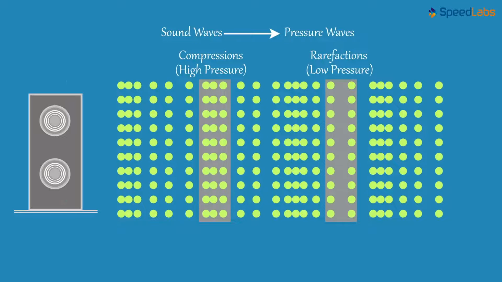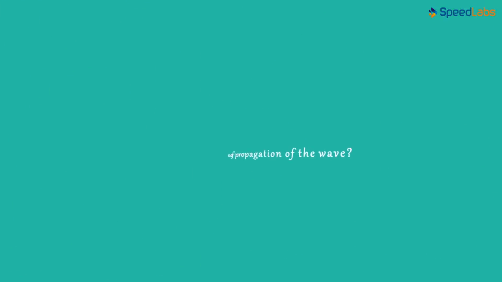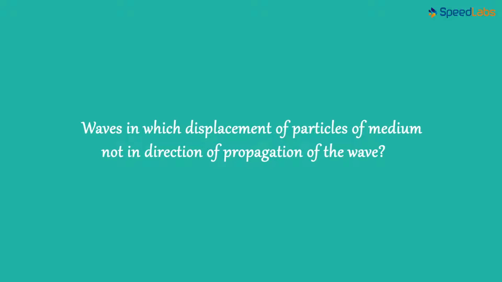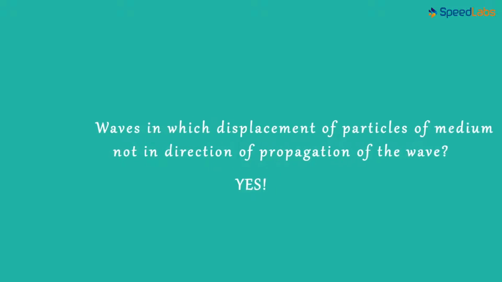But wait, hold on. Are there waves in which the displacement of particles of the medium is not in the direction of propagation of the wave? The answer is yes. Let's see one example in which the displacement of the particles is perpendicular to the direction of propagation of the wave.